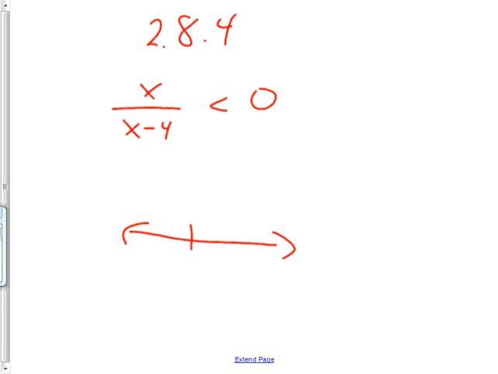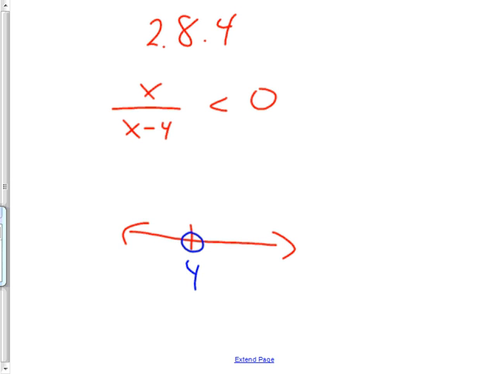Okay, 2.8.4. This would be a very simple version of that kind of problem. And how am I supposed to know what to put on my number line? It would be an important spot. That question I asked before is still a valid one. 4. Because why? Because it makes the bottom 0. That seems like it's an important spot. I agree. Okay.